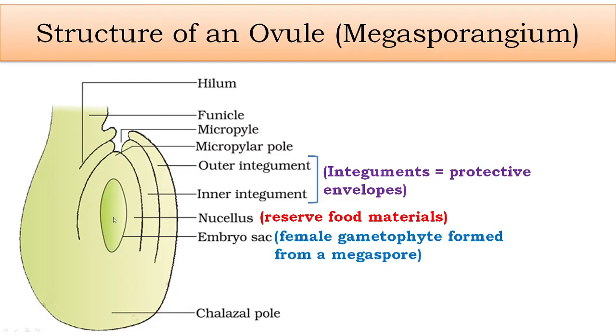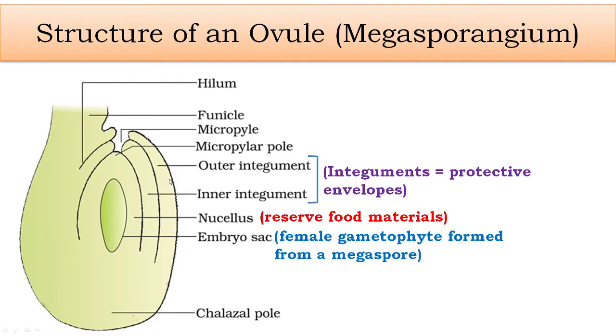Between the integuments and the embryo sac, we have many layers of cells called the nucellus. The nucellus cells have reserve food materials, and these reserve food materials provide nutrition to the developing embryo sac. Now you can see that the integuments cover all the sides of the embryo sac except at the top, where the integuments do not meet. This end is called the micropylar end, and the pole opposite to the micropylar end is called the chalazal pole.